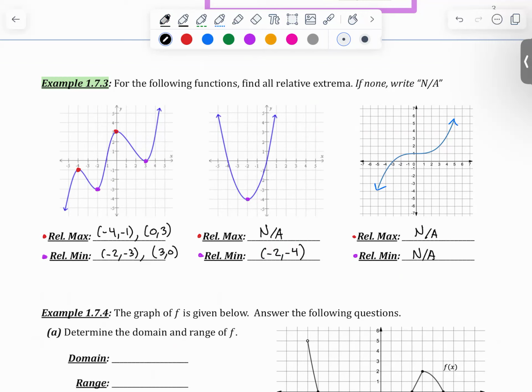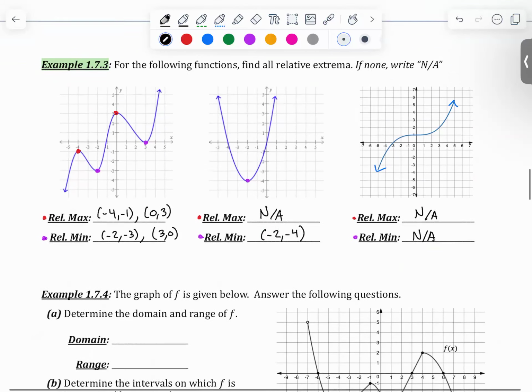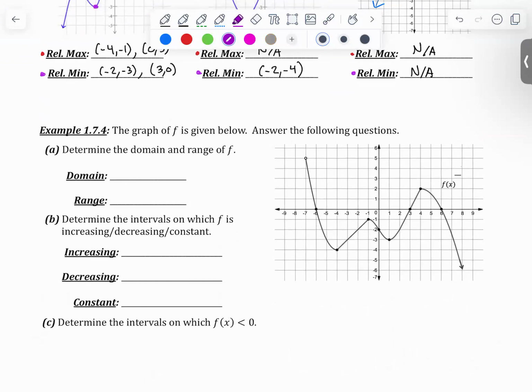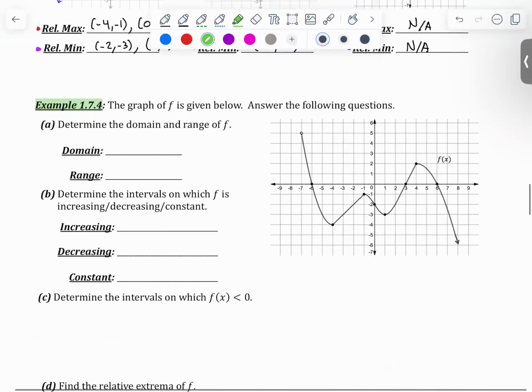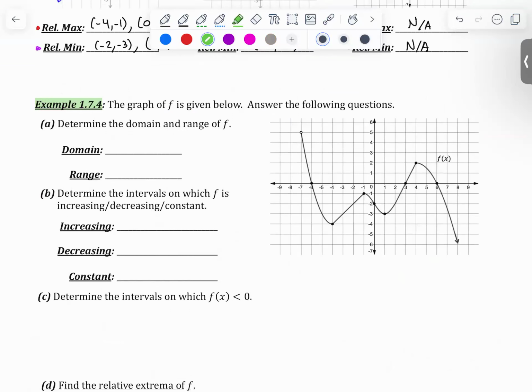And that's that. All right, and then we'll go on to the last problem for this video, which is example 1.7.4, which once again is going to do a little bit of review, but also do some more stuff. So the domain and range. So notice that this is an arrow pointing downwards. So this goes on and on forever.